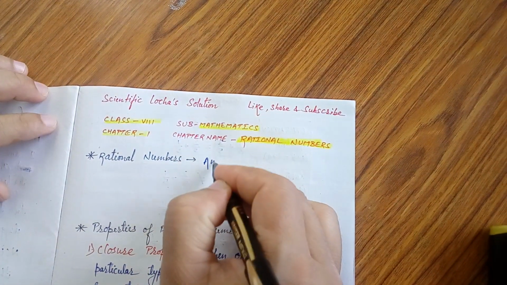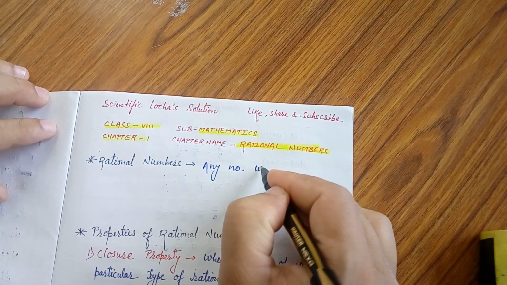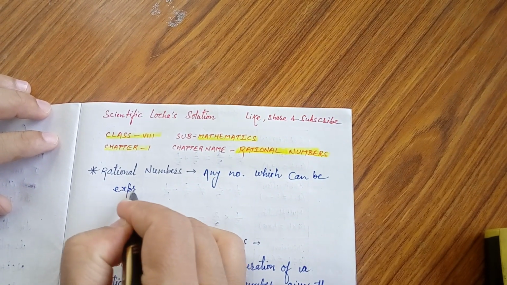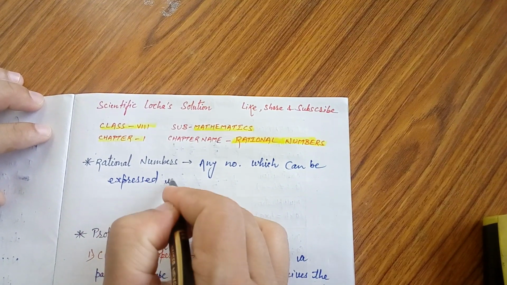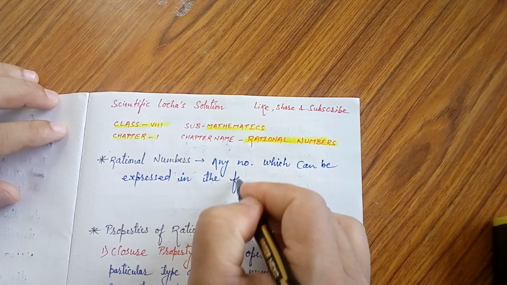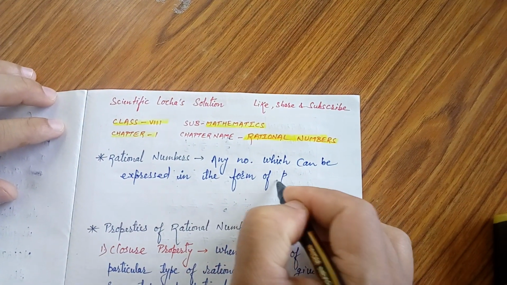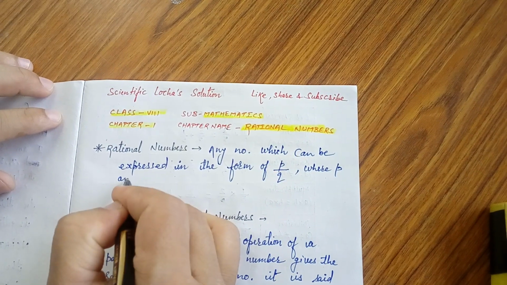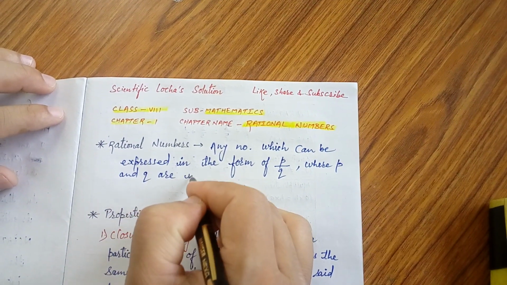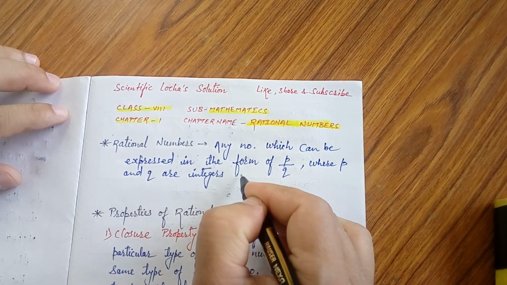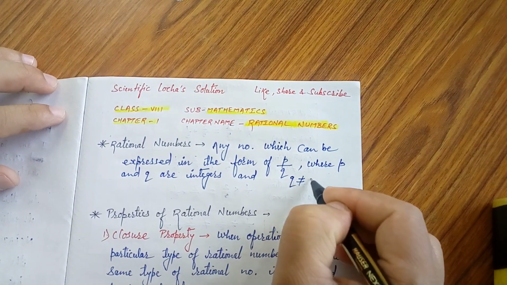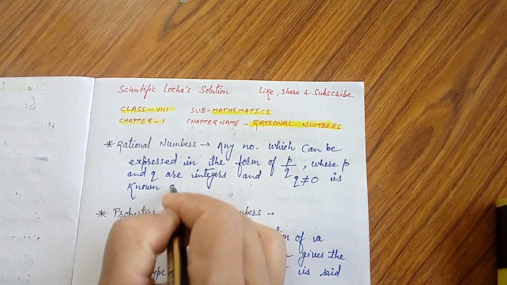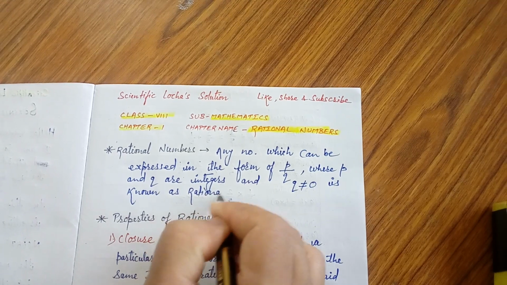Any number which can be expressed in the form of P by Q, where P and Q are integers and Q is not equal to 0, is known as rational number.